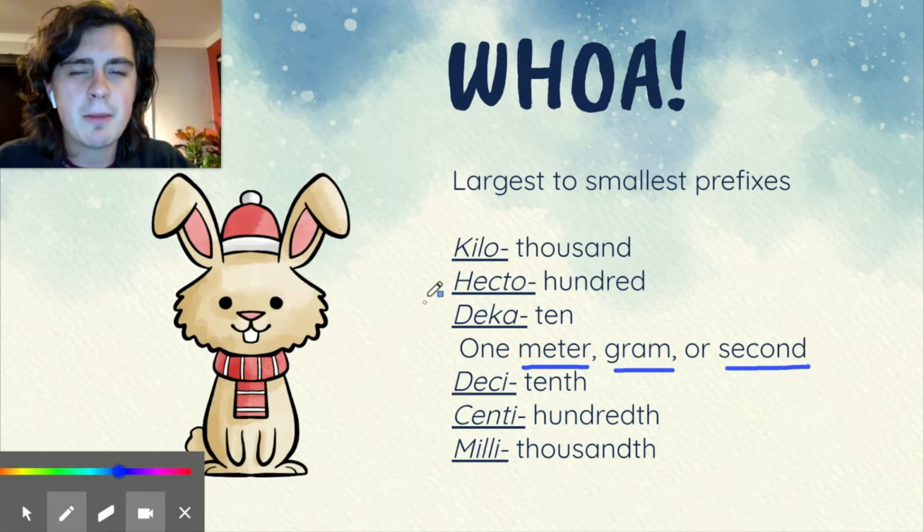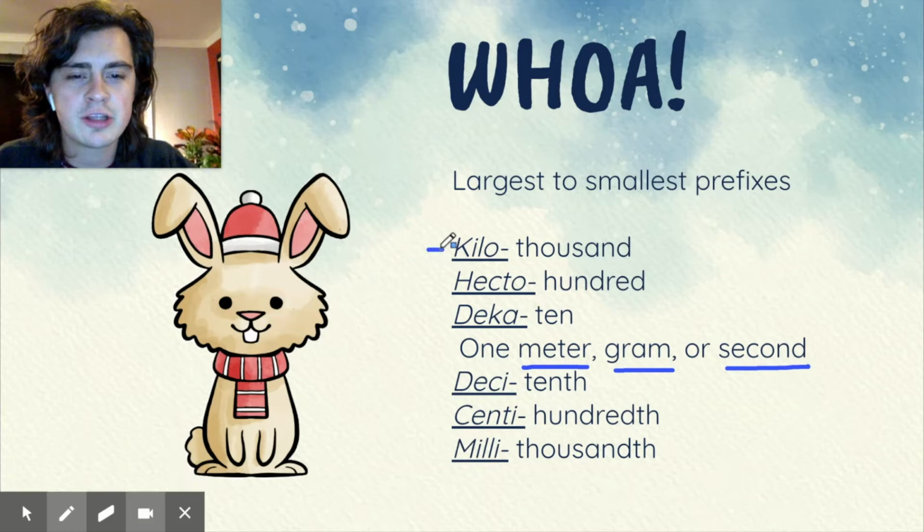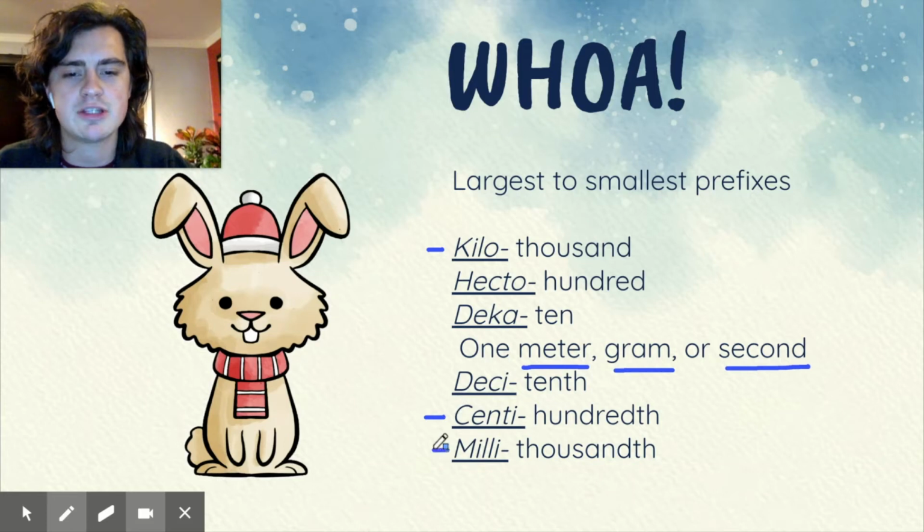So I would say the most important ones to remember are kilo, which means 1,000, centi, which means 100th, and then milli, which means 1,000th. So if it's in blue, I would definitely try and remember it. Kilo, centi, meter, gram, and second.